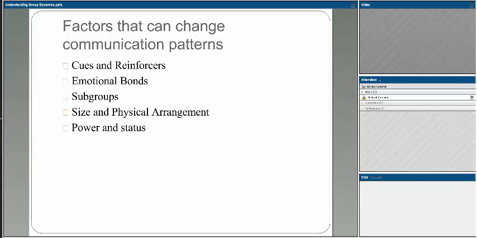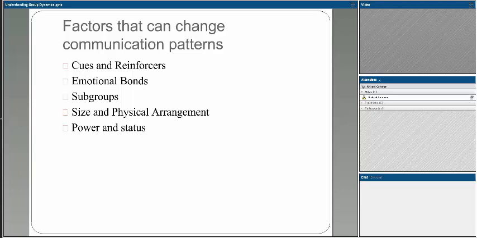Factors that change communication patterns are also things that you need to be very aware of in terms of the work that you're doing in the group setting. And so, cues and reinforcers, emotional bonds, and subgroups are all things that we need to pay some attention to as you are moving forward with your group. So let's talk about cues and reinforcers for a moment. As the leader, you are responsible for making sure that the safe environment is there, that the purpose is maintained, and that communication flows.